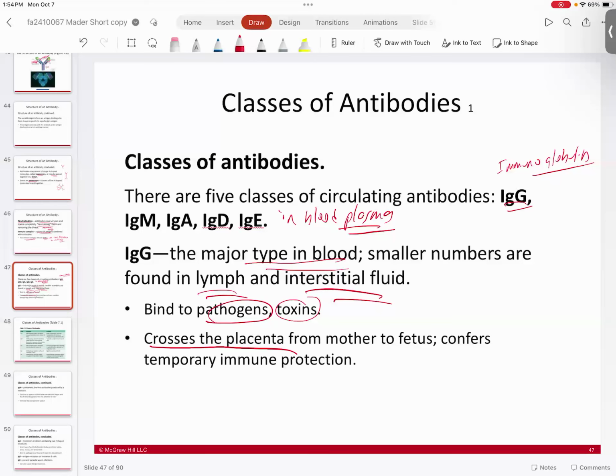So mom's IgGs will actually, she'll donate her IgGs to the baby, giving the baby immune cover, right? While its own immune system is busy trying to be trained and built up. And so this is one of the reasons why a lot of times, we don't think about babies getting sick because mom's immune system is covering for the baby.